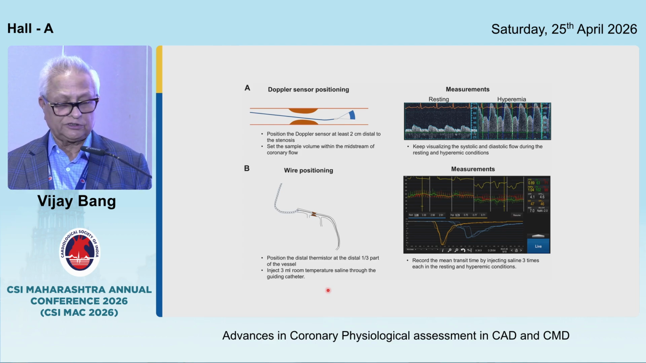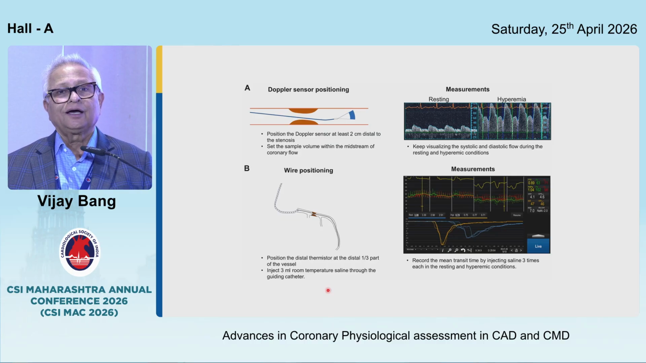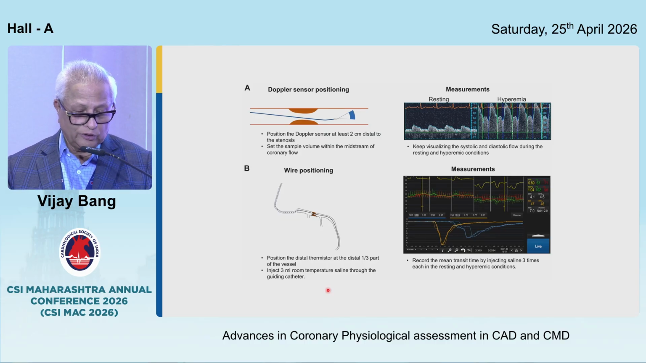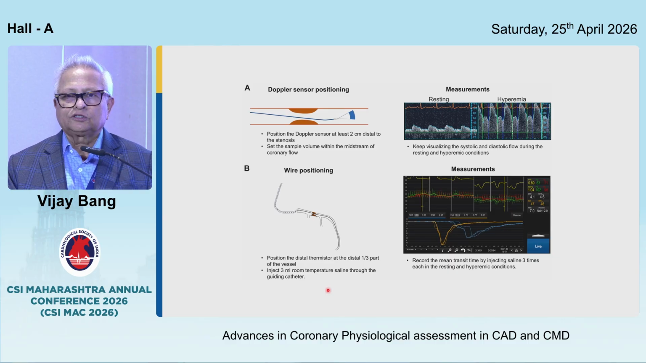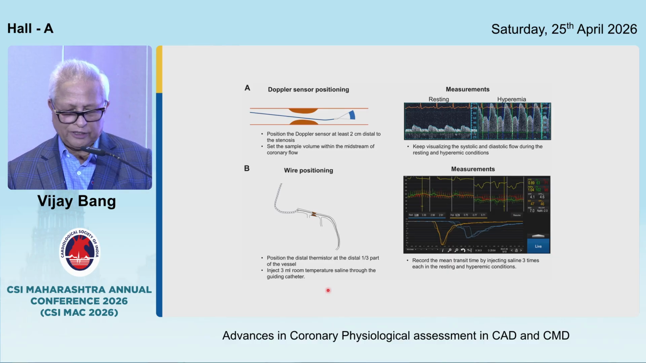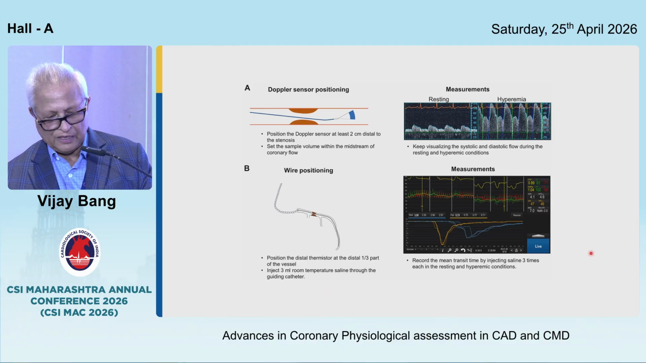But the distal thermistor should be positioned at least 1/3, it should cover 1/3 of the coronary artery to get the true thermodilution results, to get the results of the entire thing, the FFR, IMR and CFR. So this is very important that we pay attention to.